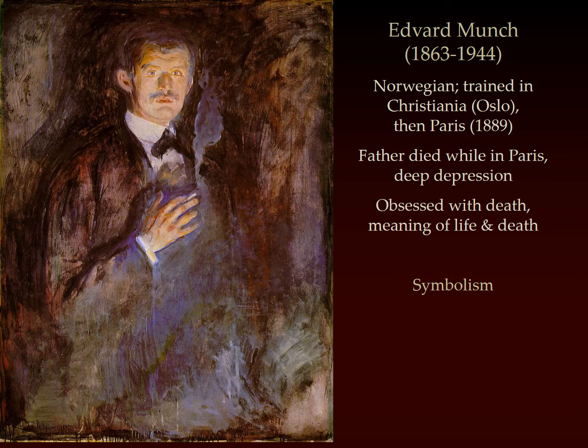We find that he then finishes his artistic training in Paris in 1889. But while he's away at school, his father dies, and he falls into a deep depression, having not been there for him. He becomes obsessed with death and the meaning of life and death, especially in this existentialist, angst-ridden quest to understand why we live, why we die. A perfect example of symbolism, for his work does not show us what the world actually looks like, but instead the truth behind it, the anxieties we feel about it.